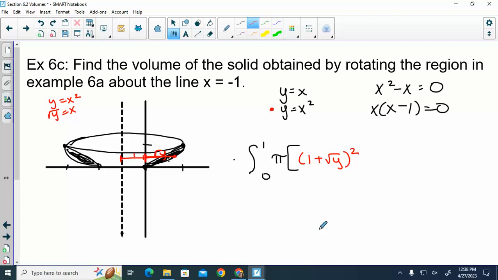Now, we have to subtract off because, hello, come on in. She's so quick about it too.